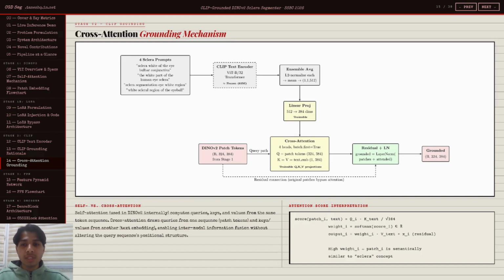This diagram shows the asymmetry clearly. Patches are the queries, the text embedding is the key and value. The residual connection at the output ensures we are adding to the Dino V2 representation, not overwriting it.